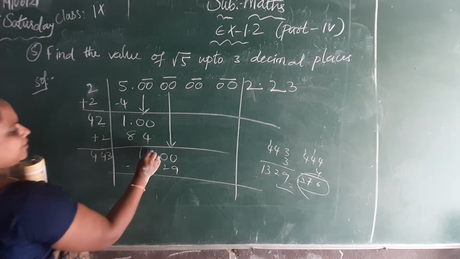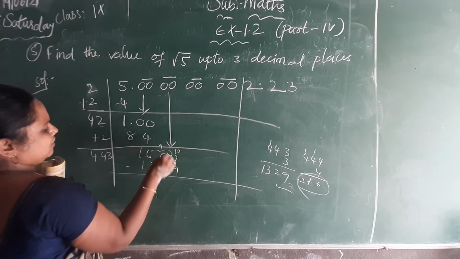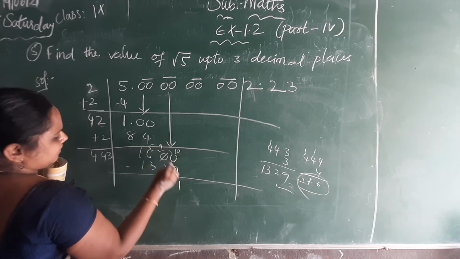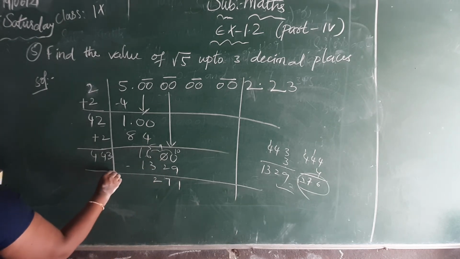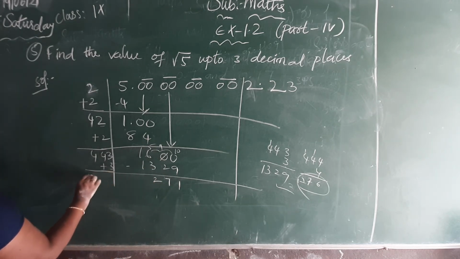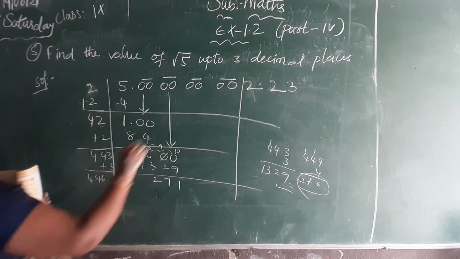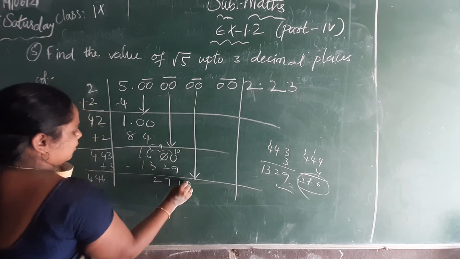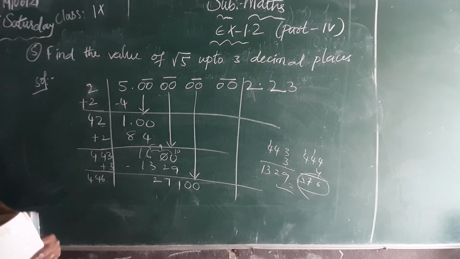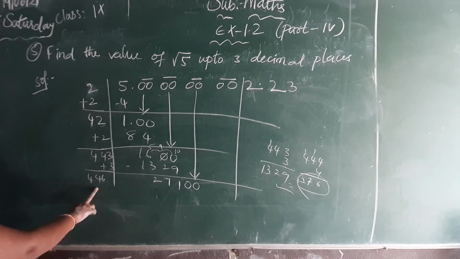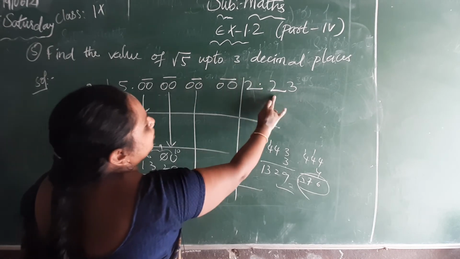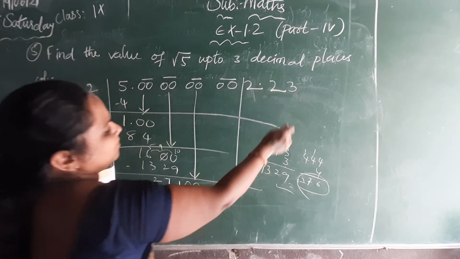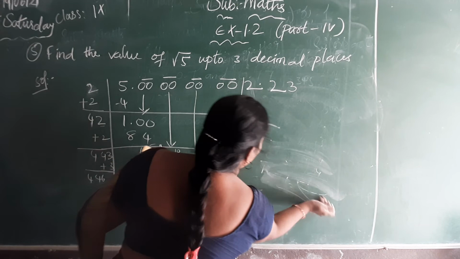So do the subtraction: 10, 9, 5. 10 minus 9 is 1, 9 minus 2 is 7, 5 minus 3 is 2. Now double the unit digit: 4, 4, 6. Dropping 2 more zeros. So here 446 is there. We have to find up to 3 decimal places, and I got only up to 2 decimals. So next we'll find out.